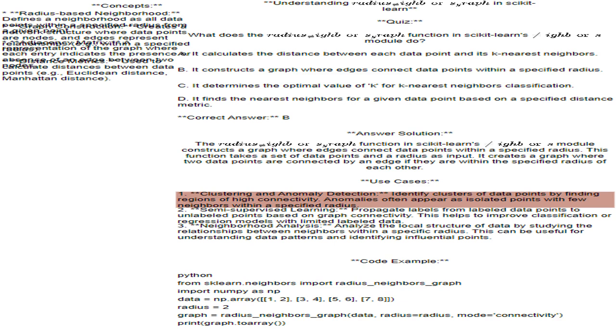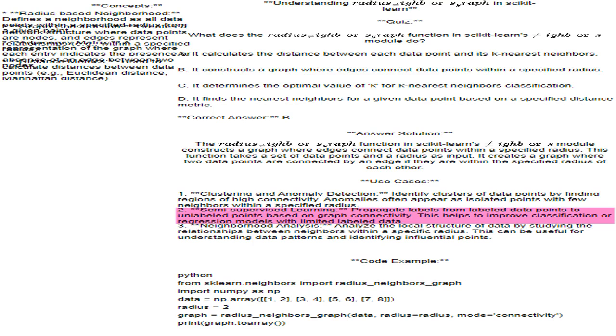We can use radius neighbors graph to connect labeled and unlabeled images based on their visual similarity. By leveraging this graph, we can improve the accuracy of our image classification model. 2. Semi-supervised learning. Propagate labels from labeled data points to unlabeled points based on graph connectivity. This helps to improve classification or regression models with limited labeled data.